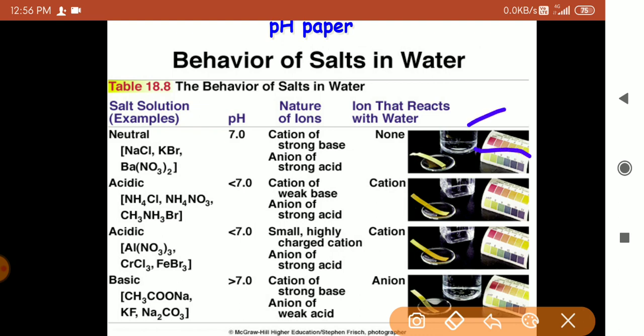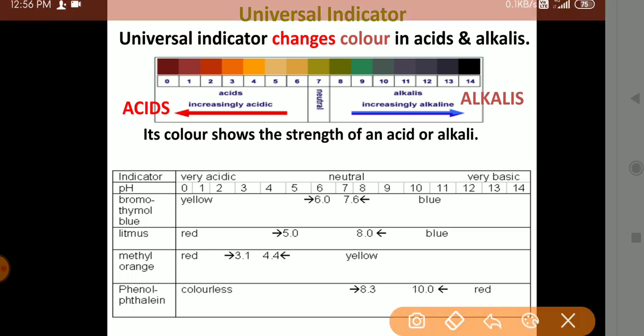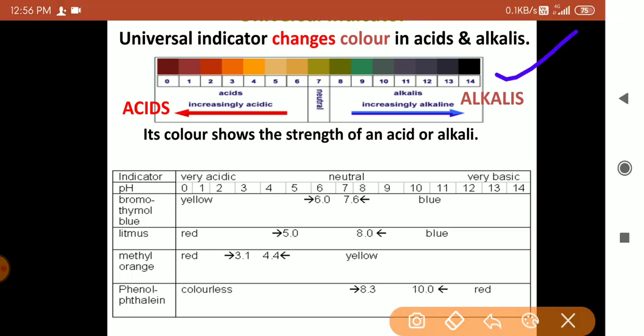Now we'll go to the next point, that is universal indicator. Universal indicator changes color in acids and alkalis. This is the pH paper, virtually shown here. The pH paper has the range from 0 to 14. This 7 is neutral, and as we go from neutral to the left side, the acidity increases, and from neutral to the right side, the acidity decreases but basicity increases. You can compare the values, and you can see 4 is the pH.